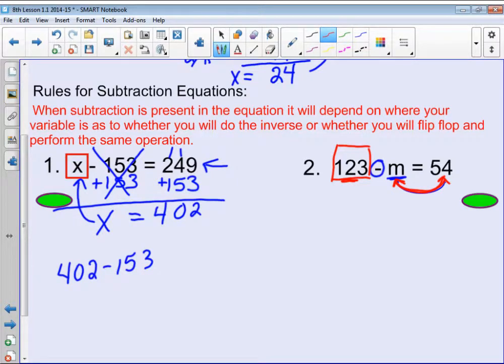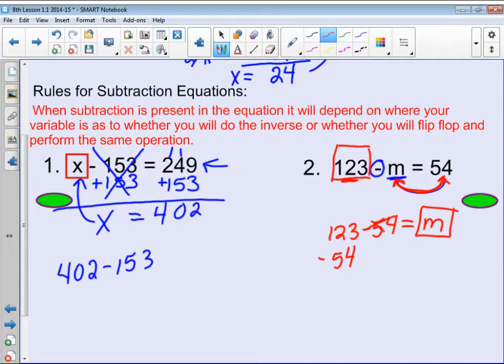So now I'm going to go ahead and rewrite my equation. 123 stays the same. Minus, I'm going to shoot the 54 here. Now I'm going to put my m on this side. Equals m. So now I have m isolated. And in order for me to go ahead and get my answer, I'm going to take 123 minus 54.